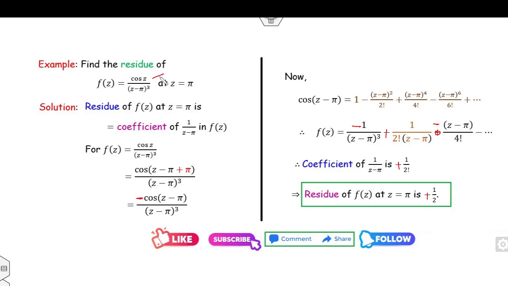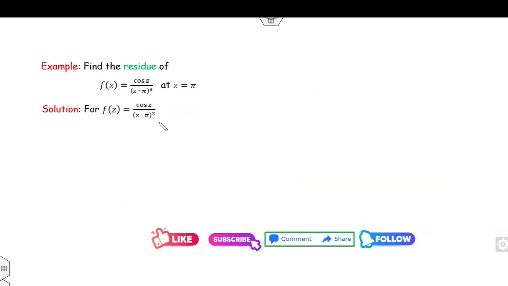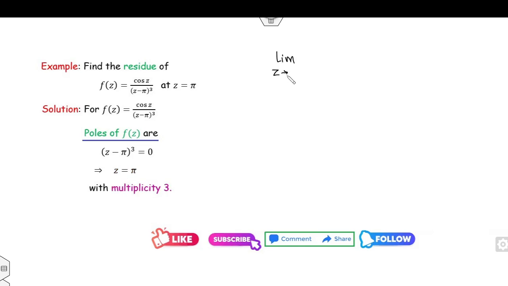I can also solve the same problem with the help of the other methods. Like I can start with the pole. Can you find the pole of the function? The pole is z minus pi whole cube equal to 0. This is the second method for the same problem. So that means z is equal to pi is the pole with multiplicity 3. Once it's multiplicity 3, how can you find the residue? z approaches pi, 1 over 2 factorial d square upon dz square of z minus pi cube times f of z.